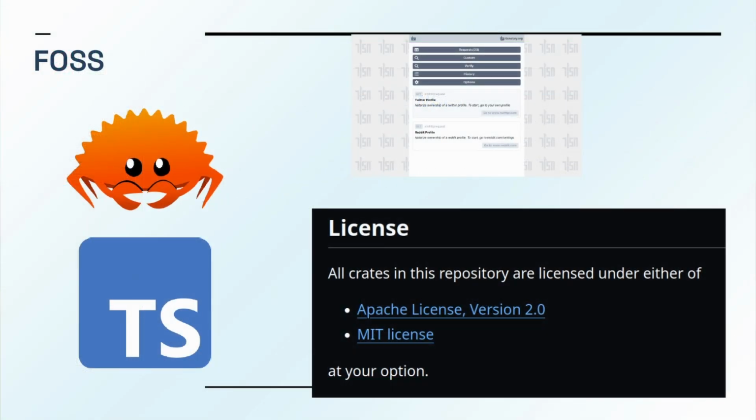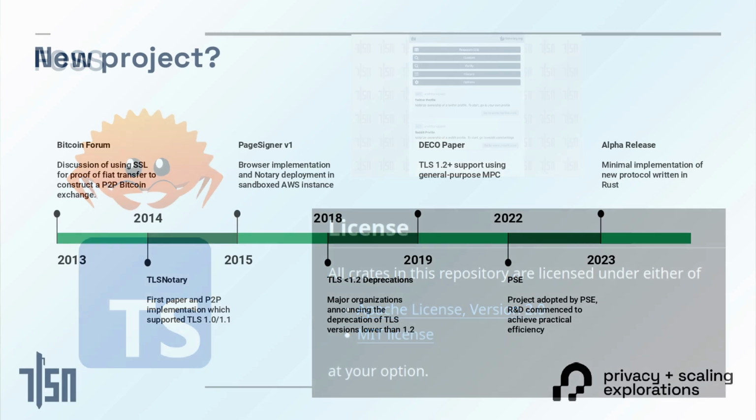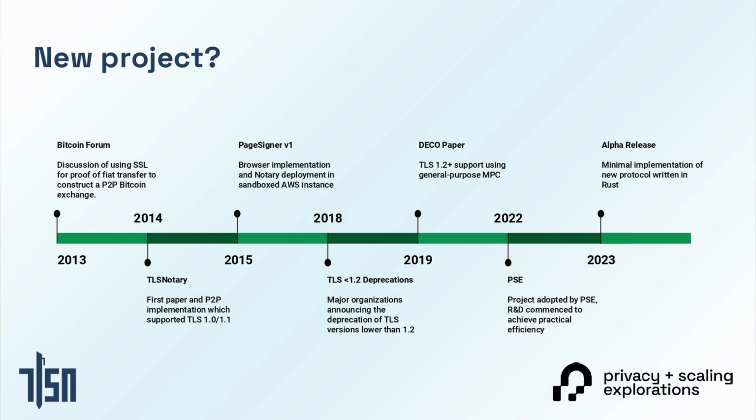For our licensing, we use Apache or MIT. It's completely open source. If you want to use this, you can use either license. I included this because I think it's very interesting. This was originally an idea that was talked about on the Bitcoin Talk forum back in 2013, and these are all the big important events that have gone on with TLSNotary since.